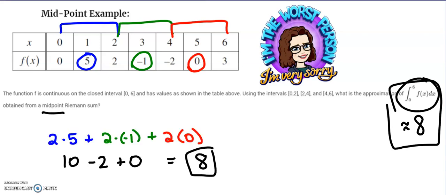All right, so I got an answer of 8, right? Each one of those has a width of 2, 2, 2, 2, and then our different heights going through the midpoints. Notice that 1 is exactly the middle of 0 and 2. 3 is the middle of 2 and 4, etc.